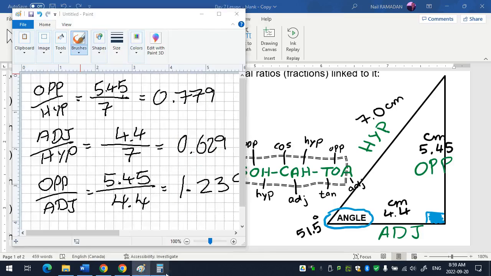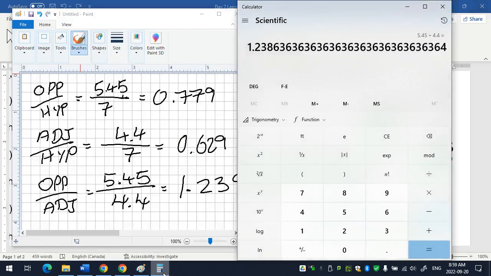All right, let's put them up next to each other. What was the thing that was opposite over hypotenuse? Was it sine, cosine, or tan? Which one is opposite over hypotenuse? Sine. Never say sin. Say sine. Okay? Sine. Check this out.